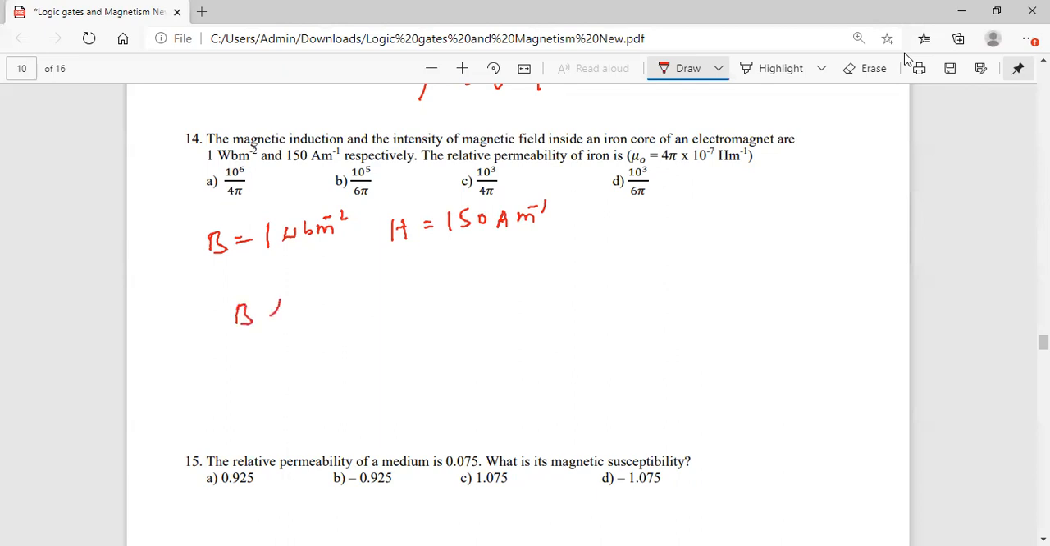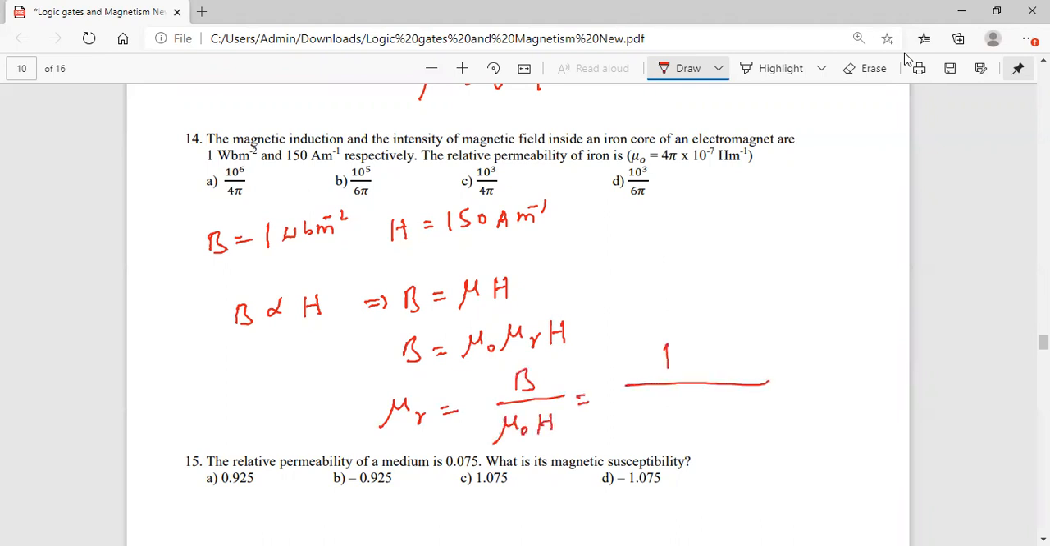B is directly proportional to H. That shows that B is equal to mu into H, or B is equal to mu naught into mu r into H. We want mu r. So mu r is equal to B by mu naught into H. So B is 1, they are given.